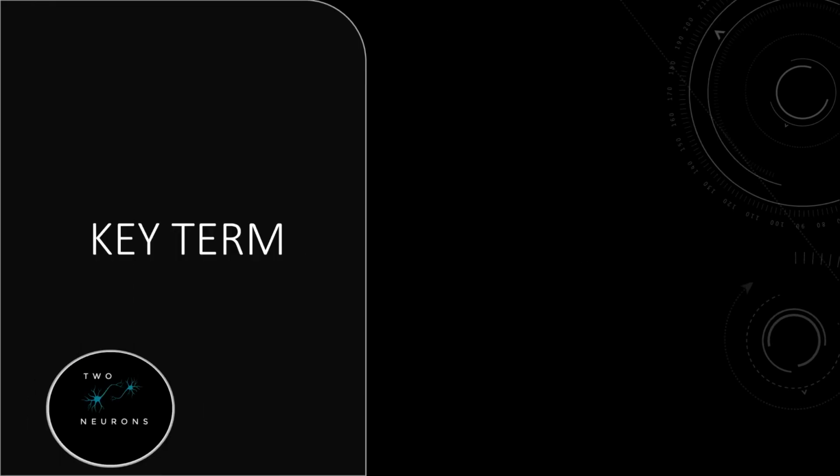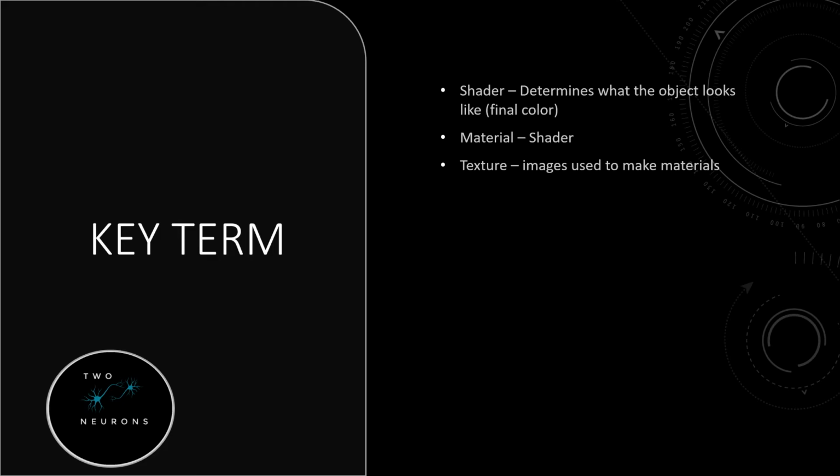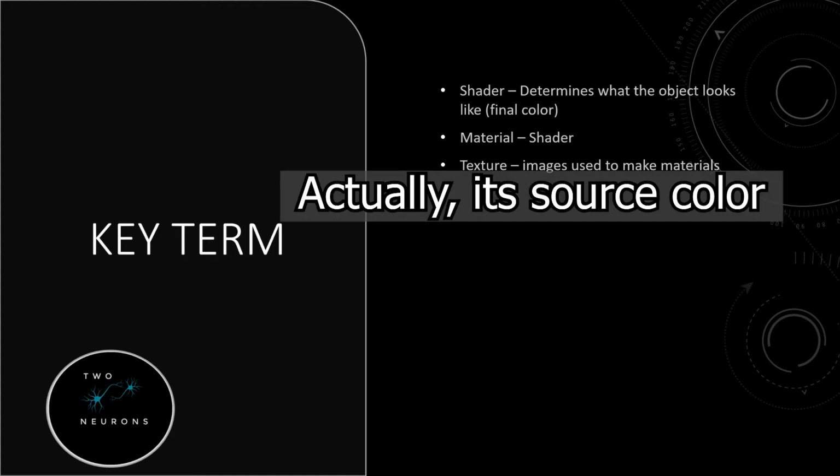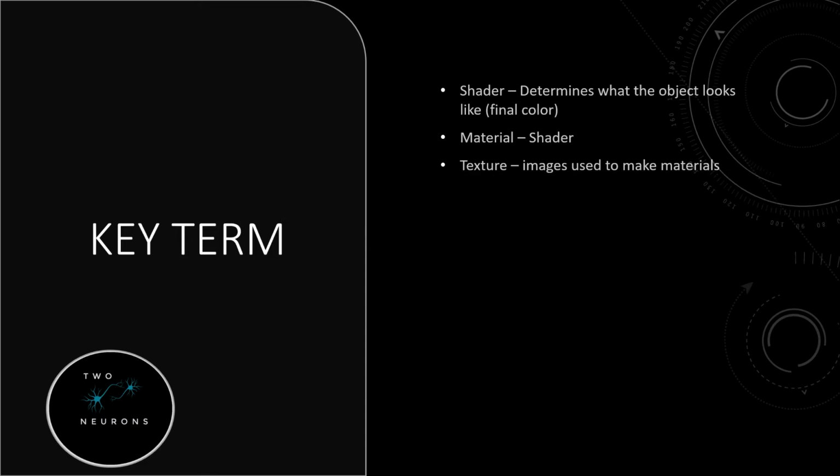So, in terms of key terms, I've split them into two groups. First, we have shader. And a shader is what we see in the world. It's the final color of what we're looking at. It's what the object looks like. In Unreal, we refer to a shader as a material. A texture is an image used to make materials.